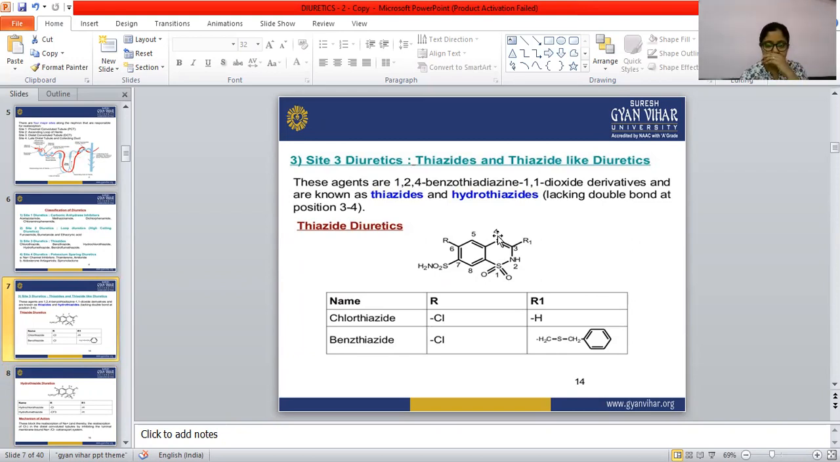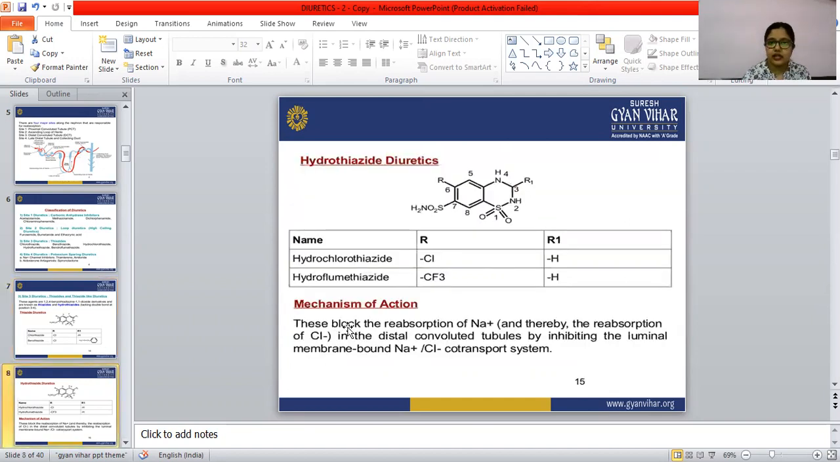Okay, there is a double bond. So this is the difference between the thiazide diuretics and the hydrothiazide diuretics. At the R position there should be a chloride, and at the R1 position, in between the 3 and 4 there should be a double bond in the thiazide diuretics. In the hydrothiazide diuretics there is no double bond between the 3rd and 4th position. So this is the difference between the thiazide and the hydrothiazide diuretic.